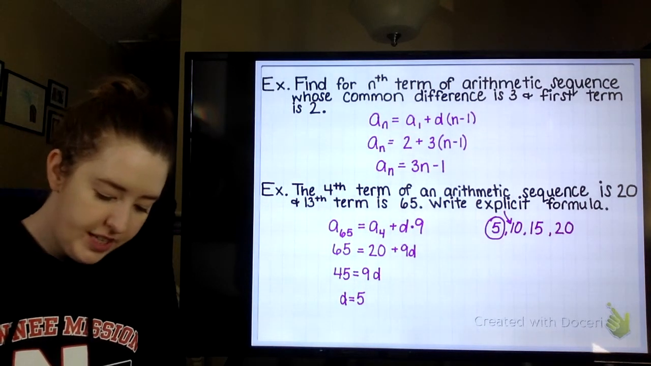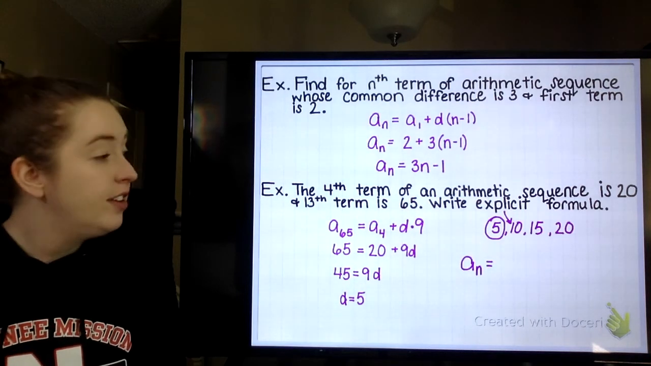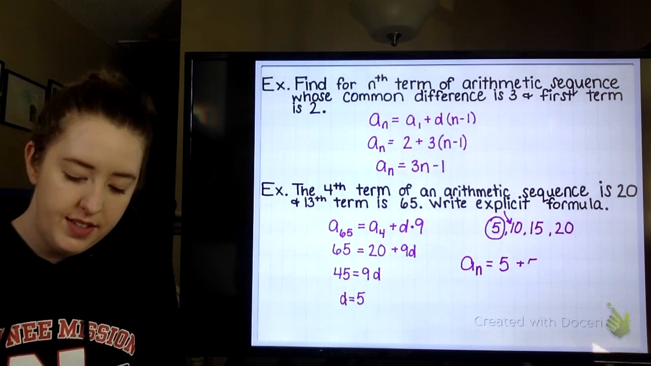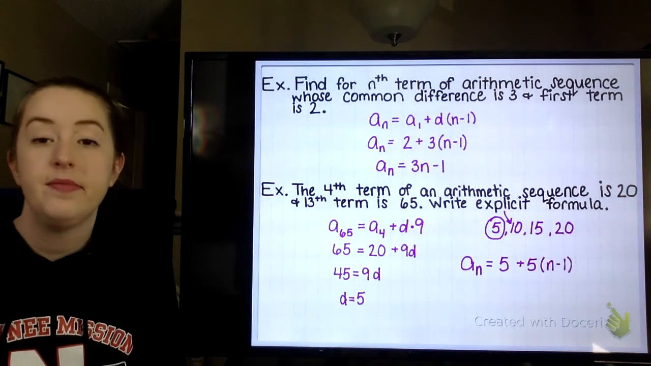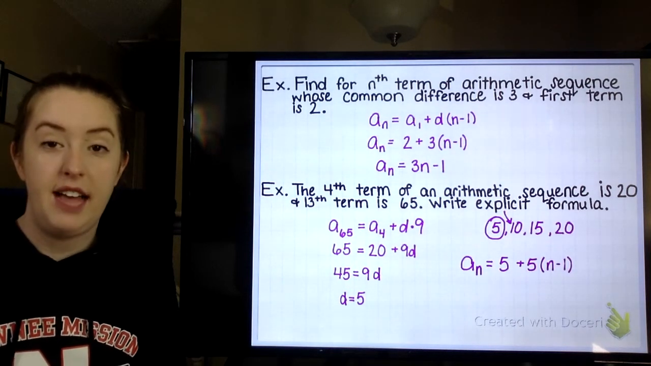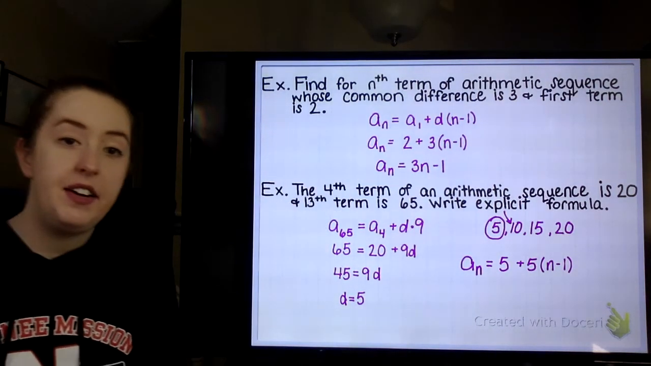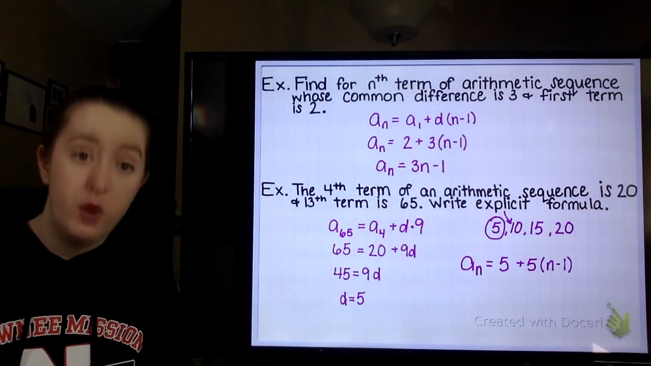So let's write this formula. A sub n equals, first term is 5 plus my common difference is 5 times n minus 1. And I'm just going to keep it just like that. So this extra step that I did right here isn't really necessary unless you really have to work with that equation a lot. Then I would simplify it.